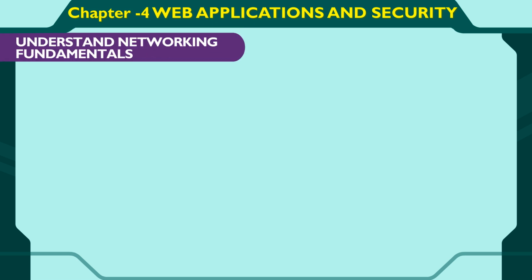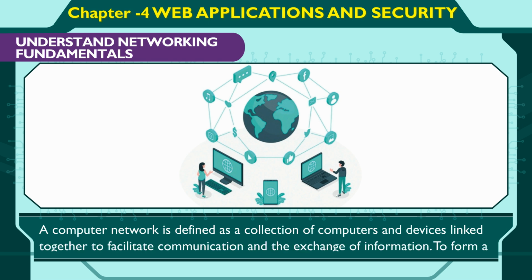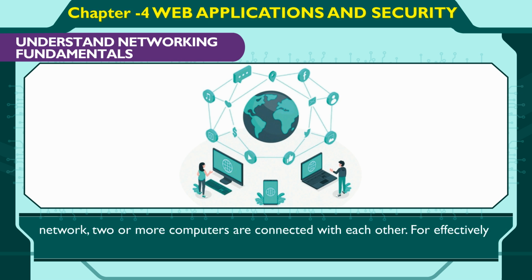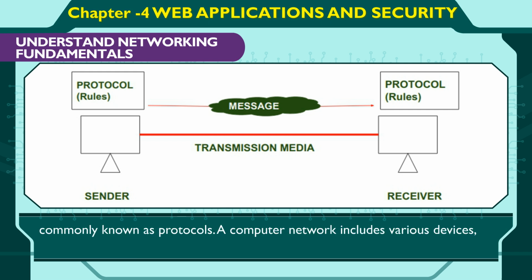Understand networking fundamentals. A computer network is defined as a collection of computers and devices linked together to facilitate communication and the exchange of information. To form a network, two or more computers are connected with each other. To effectively transmit and receive data, computers follow a predefined set of guidelines, commonly known as protocols.